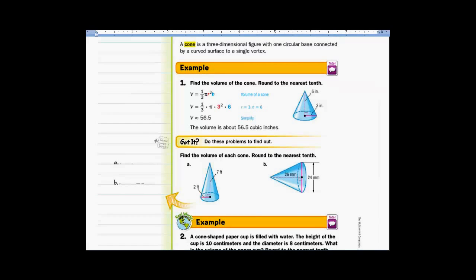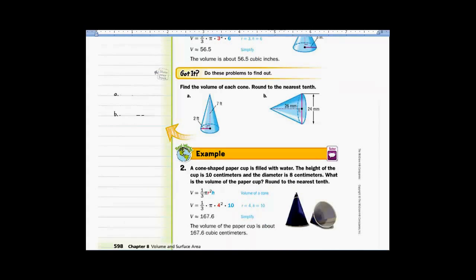A cone-shaped paper cup is filled with water. The height of the cup is 10 centimeters. The diameter is 8 centimeters. What is the volume of the paper cup? So you're looking for the volume, the space inside.